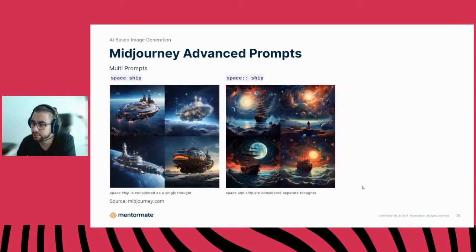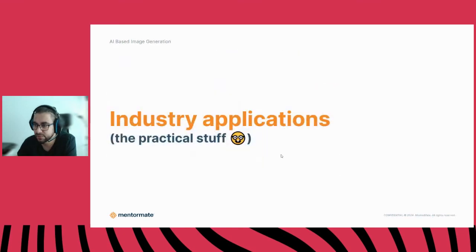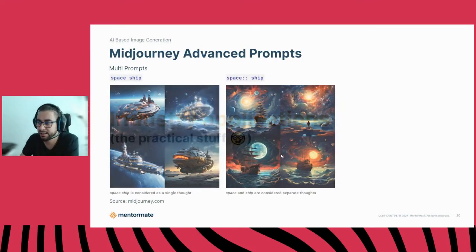We can also specify specific things, how they should be separate from each other within the image. So if we say a spaceship, it will generate a sci-fi ship. If we say space, ship, it will generate a wooden medieval ship in space. So it looks at the two things separately.